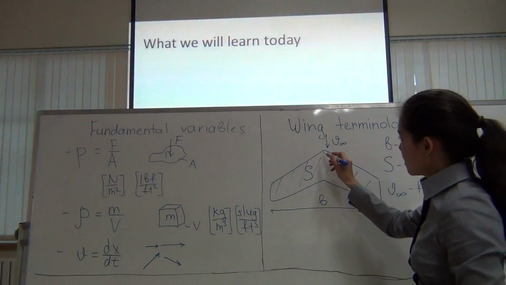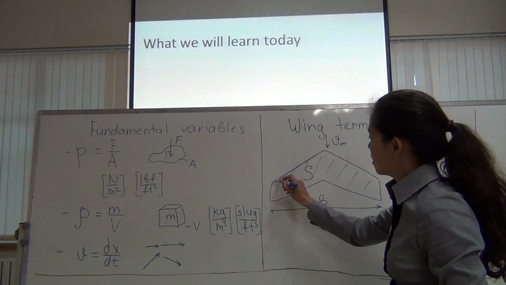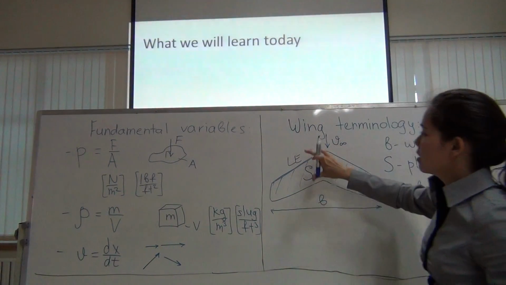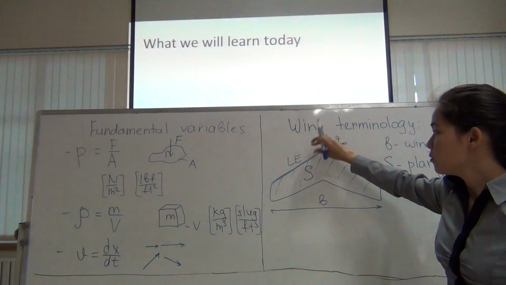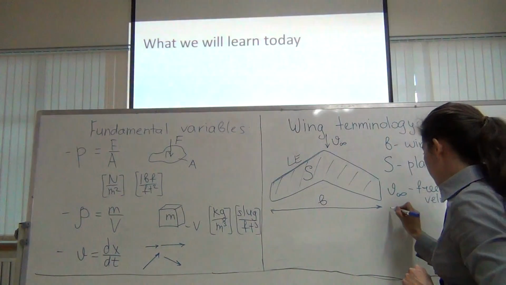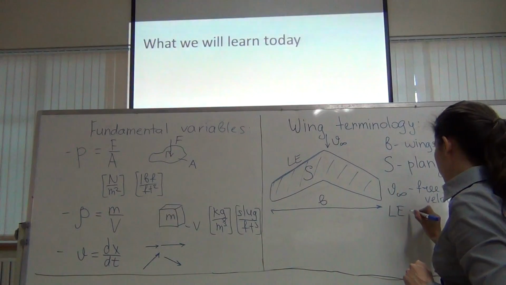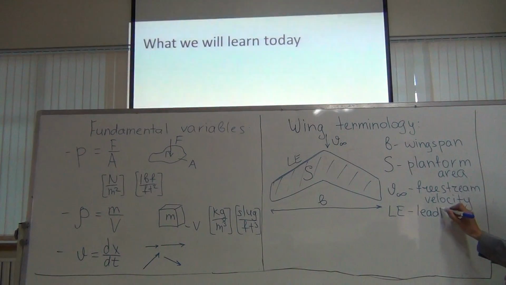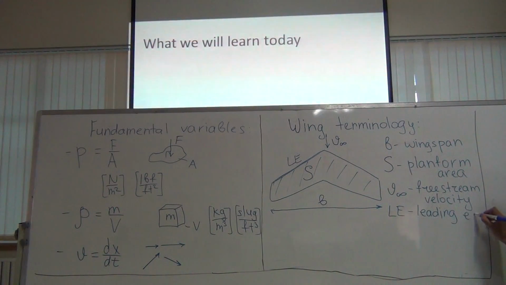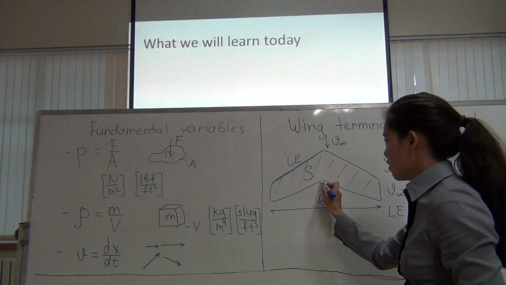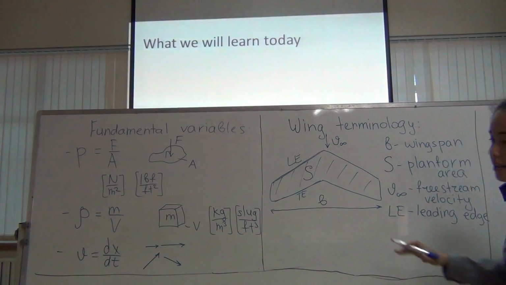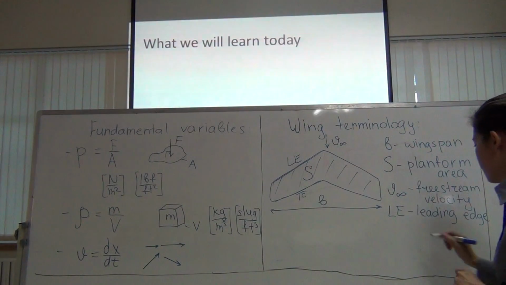Next is this edge of the wing. It is called the leading edge because it's the first one to meet the flow of air. Leading edge. And obviously there's also the other edge of the wing, which is called the trailing edge. And it's the last one to go into the flow of air.